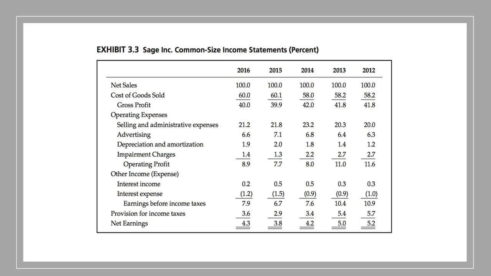By 2016, you're only getting 7.9 cents per dollar out of it for earnings before taxes. And again, the provision for income taxes is going to follow that, because income taxes follow the amount of net income or earnings before income taxes. And then your net earnings is the net, and it's dropped from 5.2% to 4.3%. So this is one way to kind of break down and analyze an income statement.